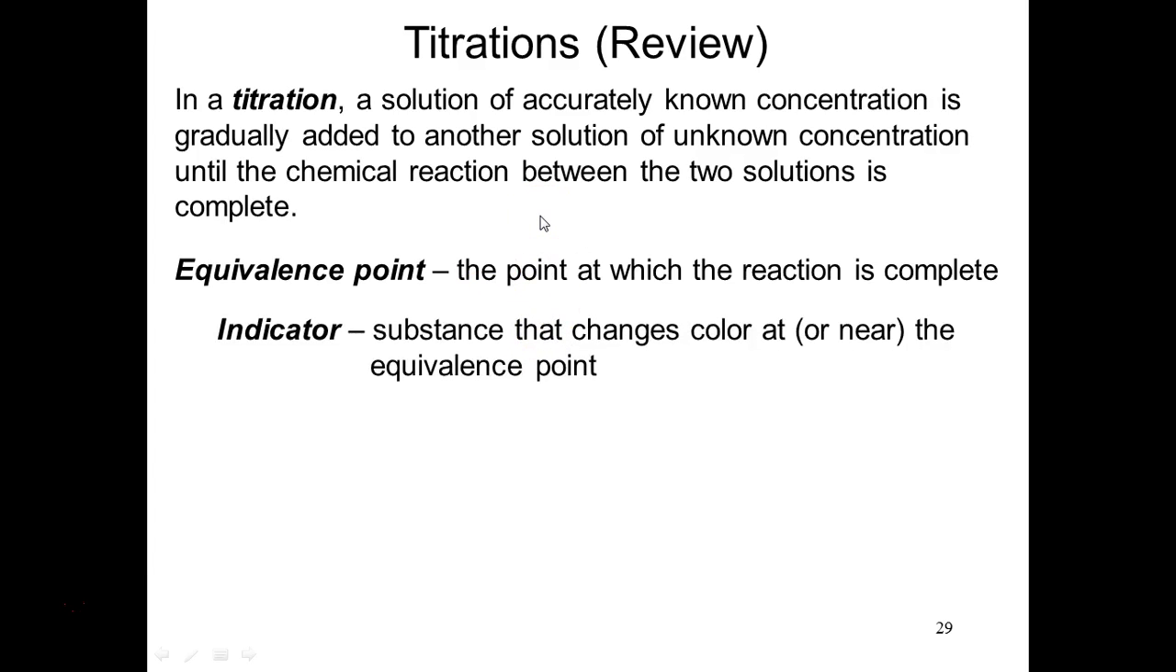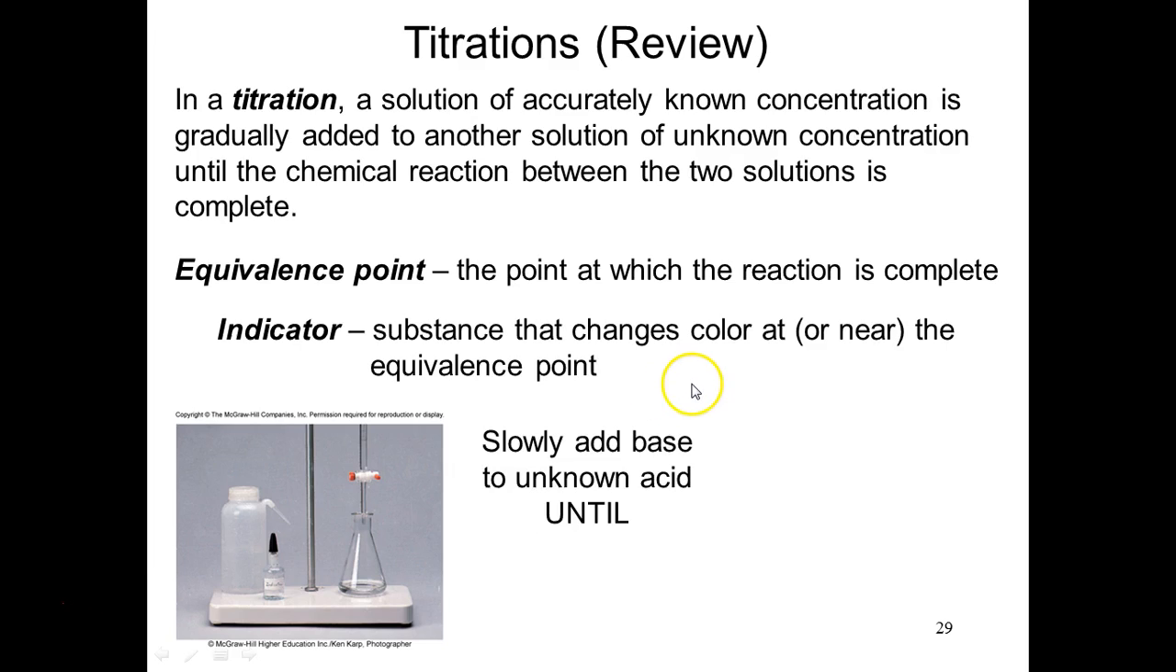Now, an indicator is used to indicate when that equivalence point takes place. The indicator is typically a weak organic acid or base that changes color at or near the equivalence point. So at a specific pH, it will have a characteristic color change. That's why it is called an indicator.